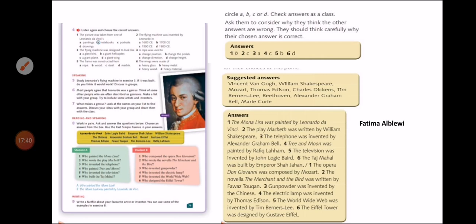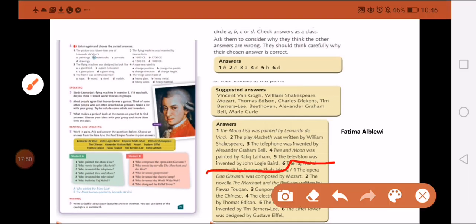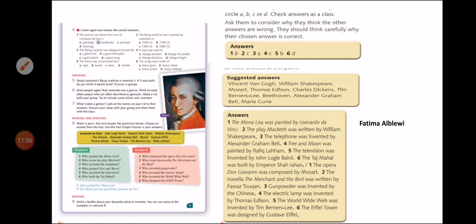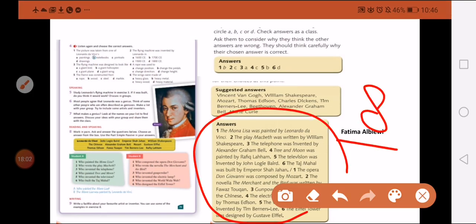Number 6. Who built the Taj Mahal? The Taj Mahal was built by Emperor Shah Jahan. And so on. Here you can do it on your own. Okay? بتكملوا لحالكم. الإجابات هيها موجودة هون. جميع الإجابات للسؤال رقم 8. تمام؟ Okay.